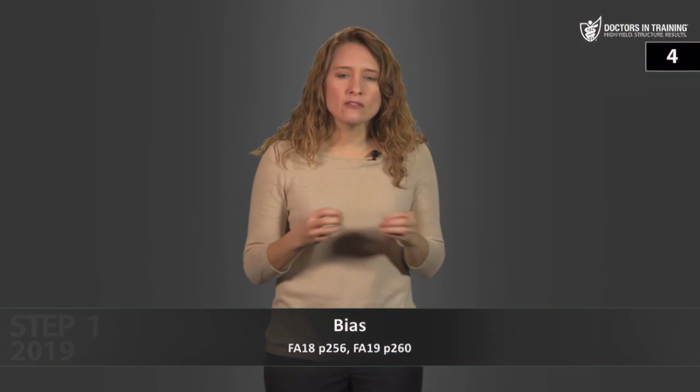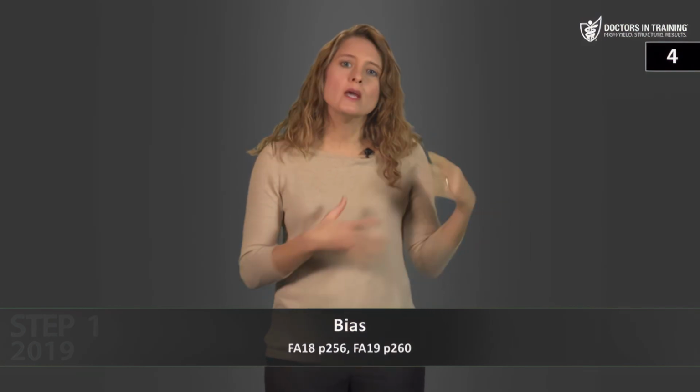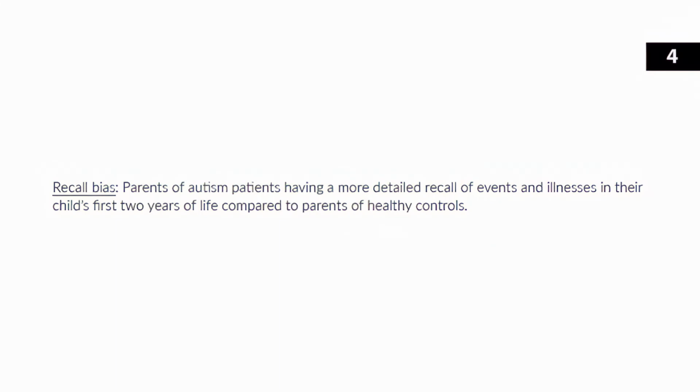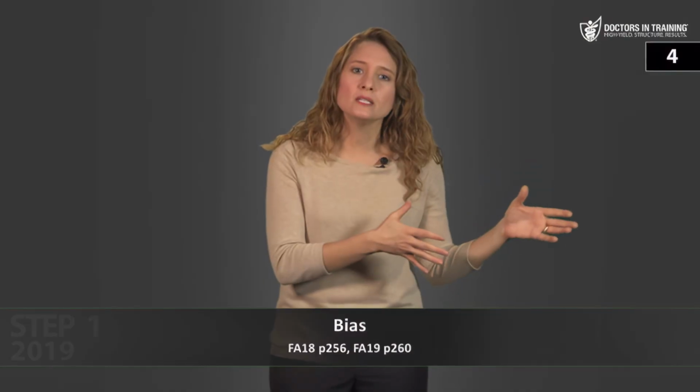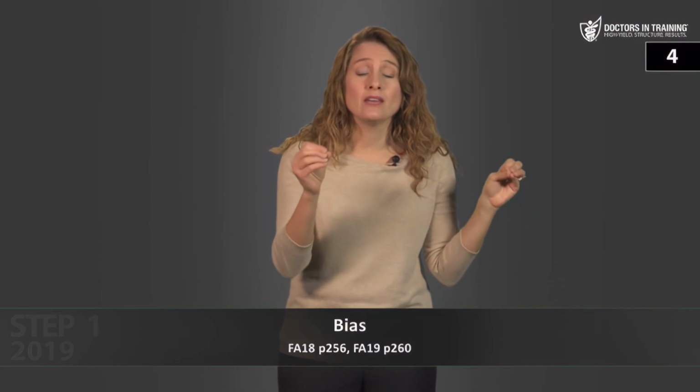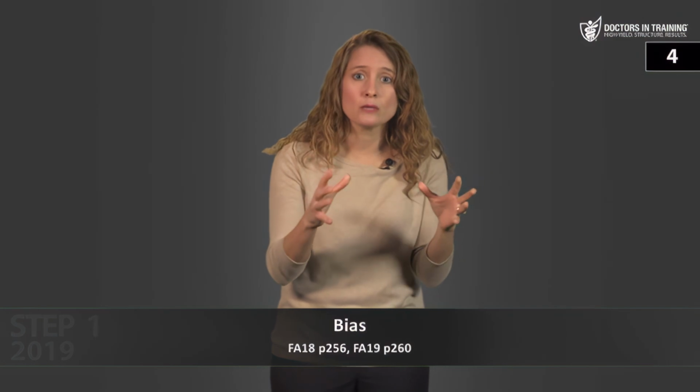Recall bias results from a difference in recall between the two study groups. The example in your study guide says parents of autism patients having a more detailed recall of events and illnesses in their child's first 2 years of life compared with parents of healthy controls. When a child is diagnosed with autism or some other medical condition, the parents of those children often spend a lot of time trying to recall each and every event and exposure that occurred over the period of time prior to the diagnosis. When these parents are asked to recall details of their child's history, they will be able to give a very detailed, accurate description.